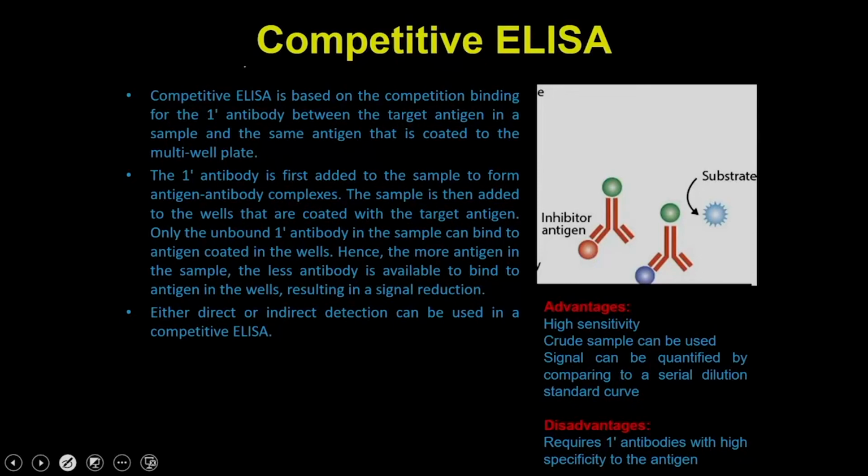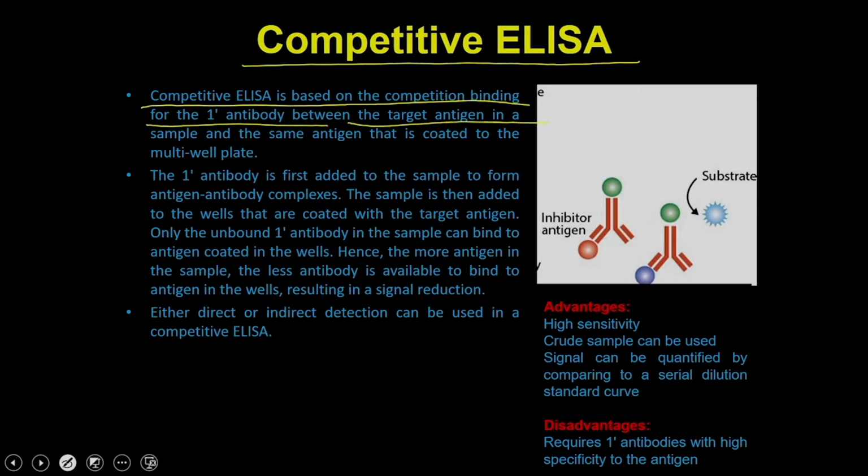Now, this is the competitive ELISA. Competitive ELISA is based on the competition for binding to the primary antibody between the target antigen in a sample and the same antigen that is coated onto the multi-well plate. In this case, the primary antibody is first added to the sample to form the antigen-antibody complexes.